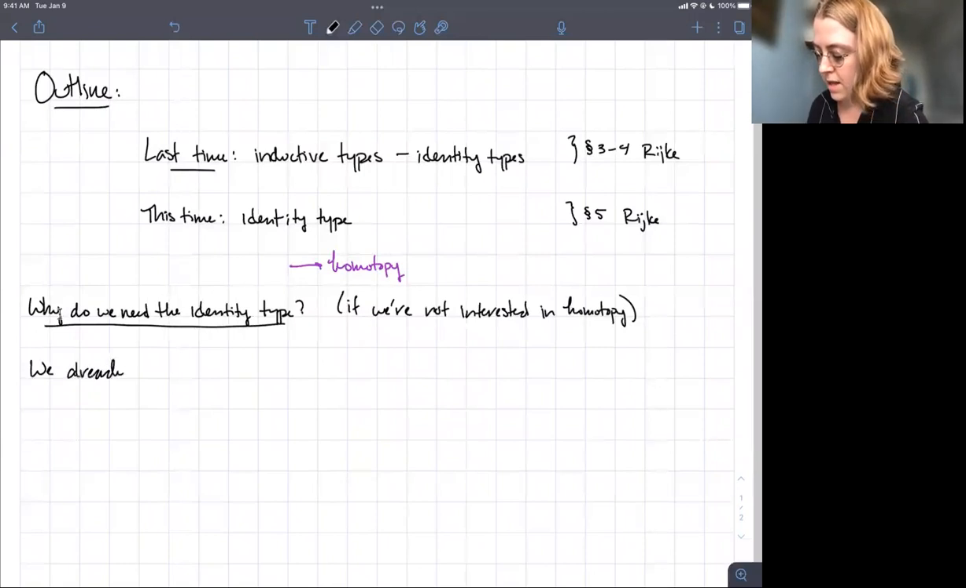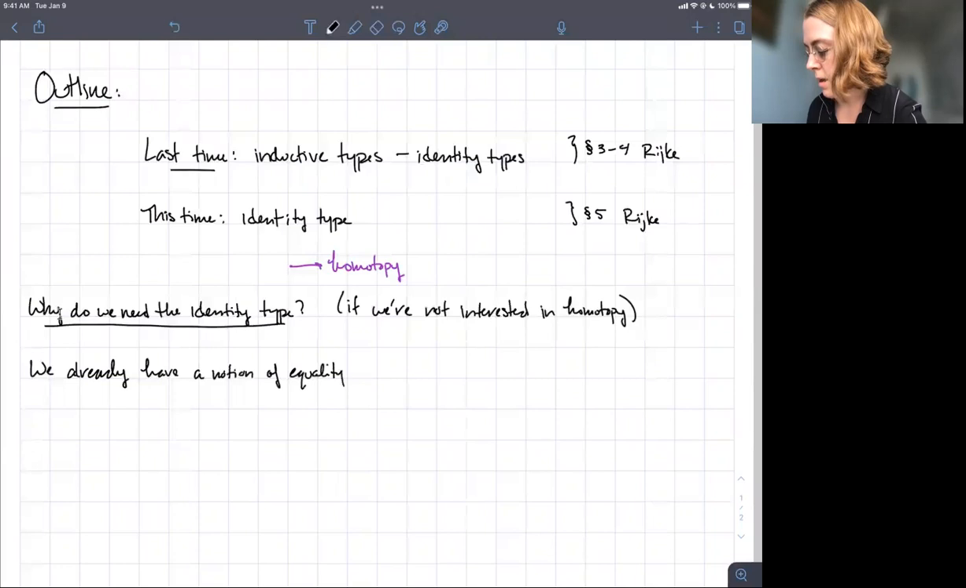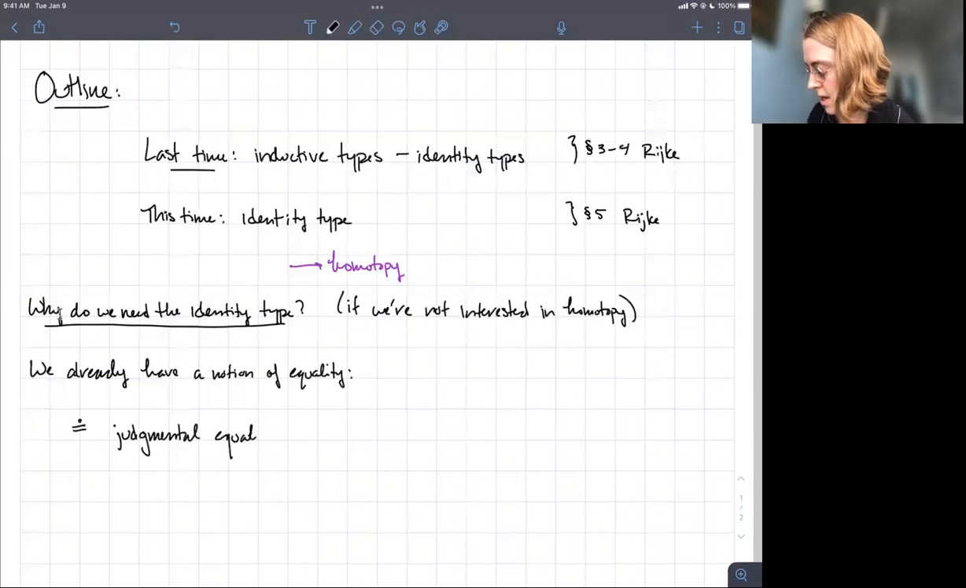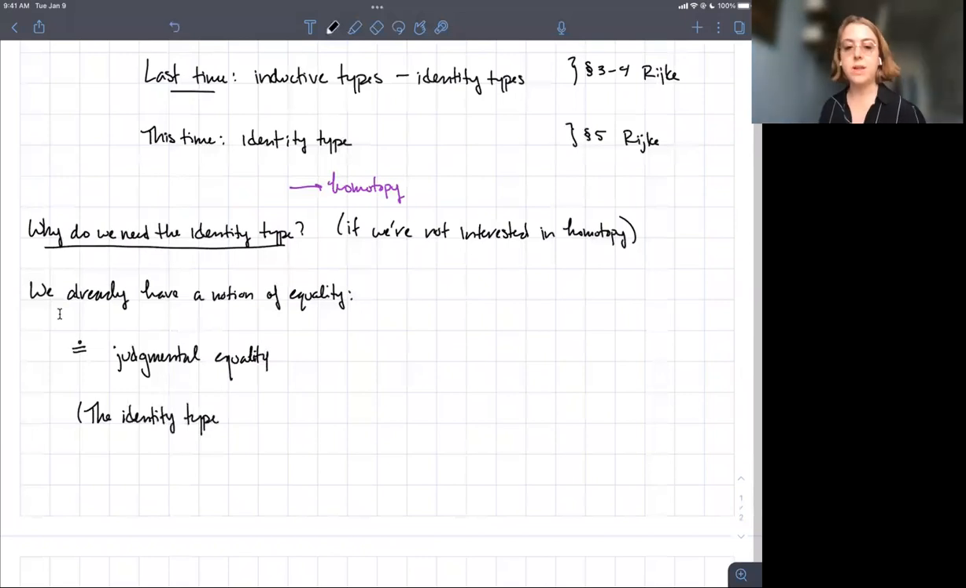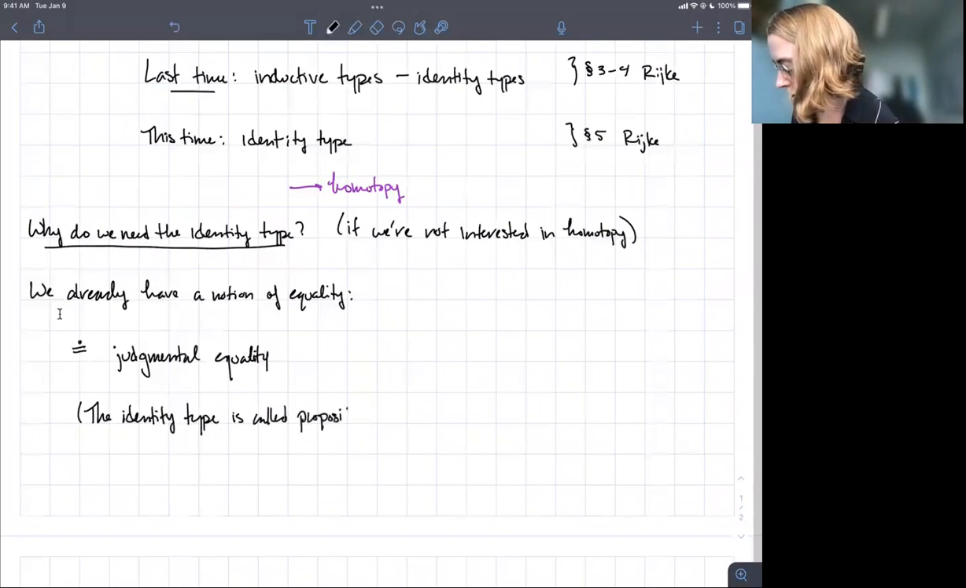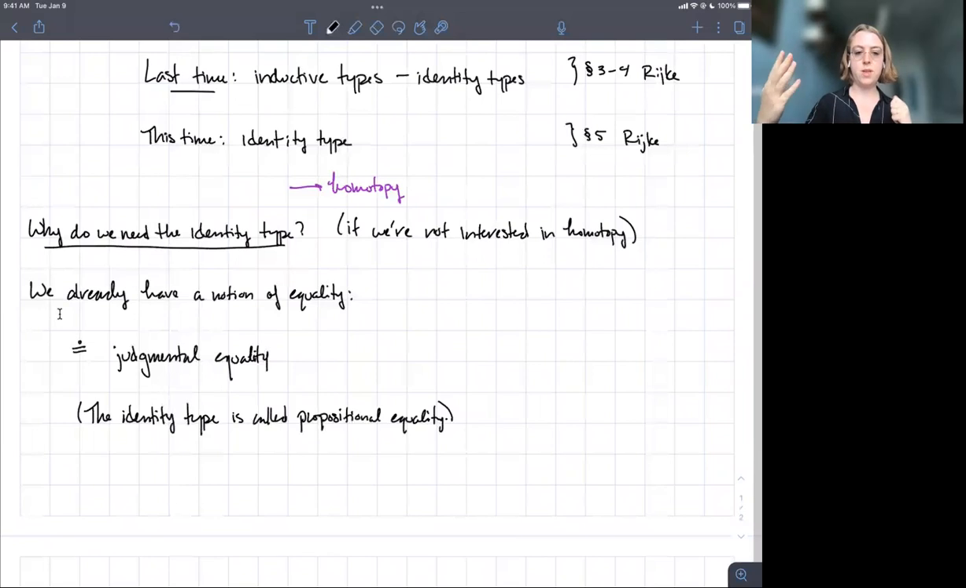You might remember from the previous lectures that we already have a notion of equality, and we've been writing it like this. I'm now going to start calling this judgmental equality. When I use the word judgmental equality, I am contrasting that with propositional equality, which is one way we could call the identity type. So the notion of equality that the identity type gives us is called propositional equality.